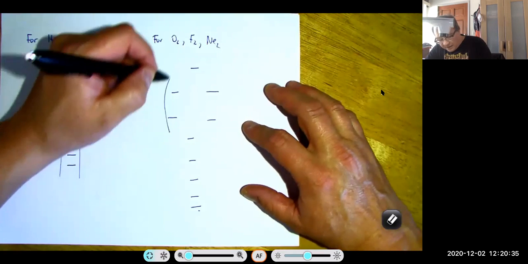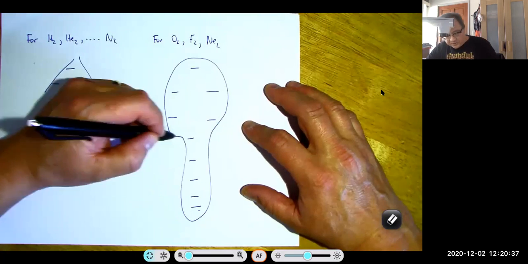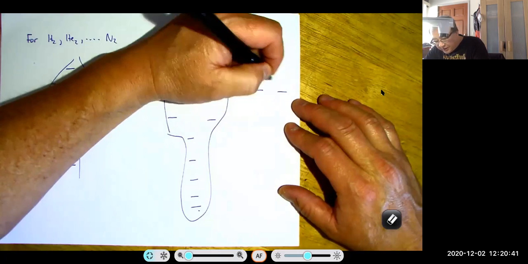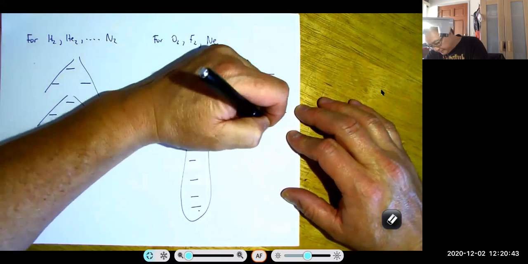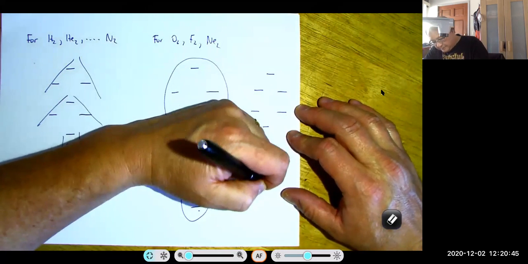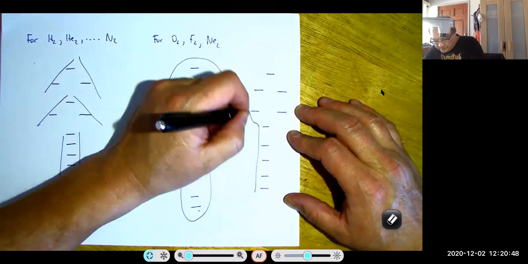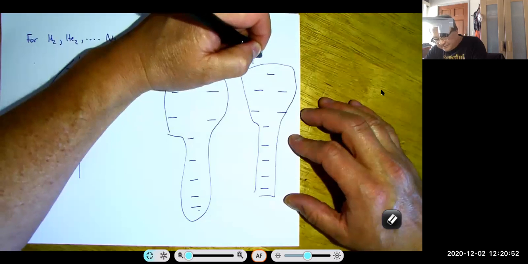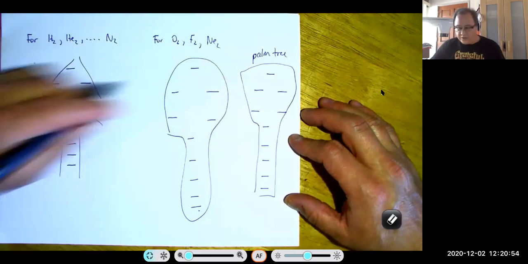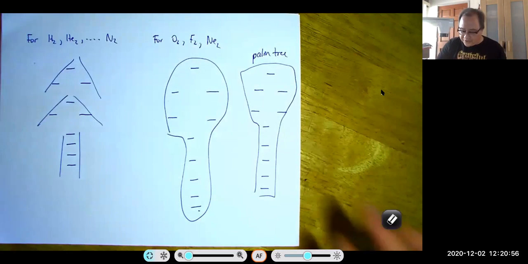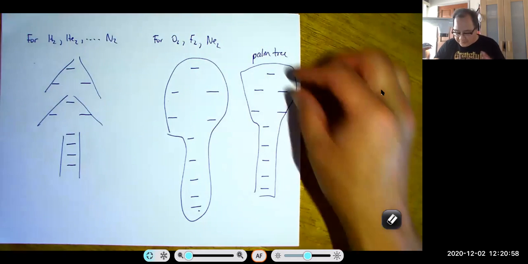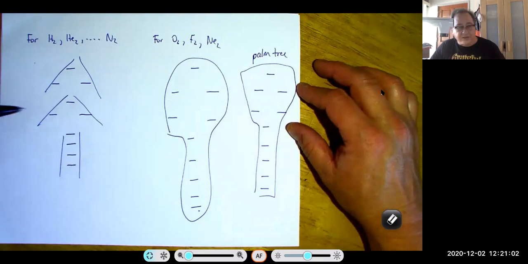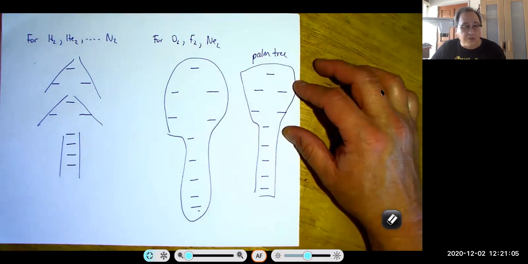So this looks more like a paddle than it does a Christmas tree. But if you wanted to, you could call this something else. You could call it the palm tree. You know how palm trees kind of spread out, except for, of course, this guy doesn't spread out at the top. It comes back in. So I call this a paddle, and I call this the Christmas tree. You should know both of those.